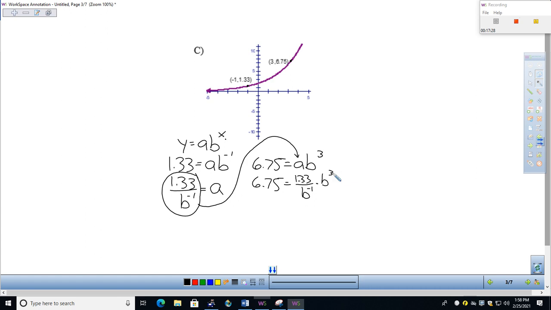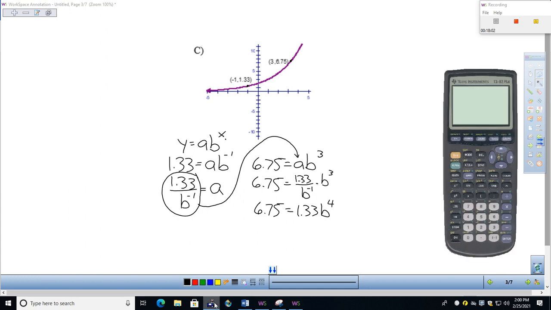So if I clean up the exponents, again, just good old-fashioned exponential properties from way back when, I get 1.33 b to the third divided by b to the negative first. Remember, when you divide powers, you keep the base and you subtract the exponents. 3 minus negative 1 is 4. Awesome, and then this is looking exactly like a couple of the previous ones that we've gone over. So I'm going to go ahead and divide by that 1.33 and then 4th root it. Let's see what it gets.